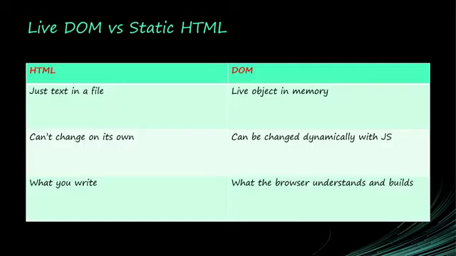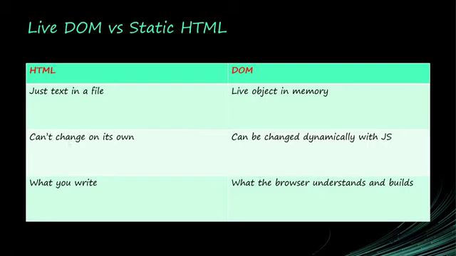Okay. So what are the differences between the live DOM and the static HTML? Remember, it is your HTML that the browser converted to the DOM. The HTML is the blueprint, the DOM is the house, while the browser is the builder. Okay, so the HTML is just a file, very static. All right, it doesn't do anything on its own. The browser will just load it and the user will see it. But if you want something live, okay, you use the DOM. The DOM is a live object in memory. The HTML can't change on its own, but the DOM can be changed dynamically using JavaScript.